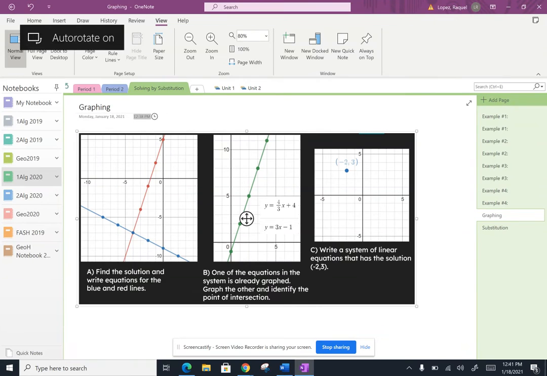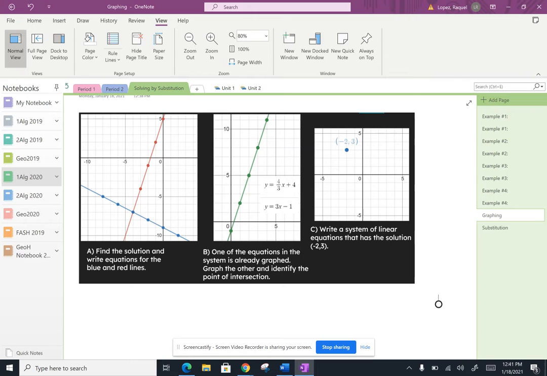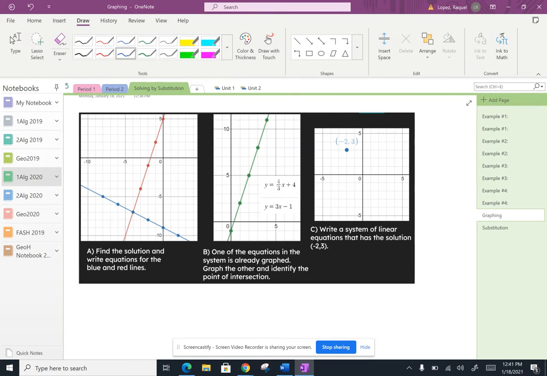Alrighty, Algebra 1, welcome back to solving systems, but graphically. So in this video, we'll go over these three examples, and there are timestamps for where you would like to go if you'd like to check your solution. So let's go ahead and get started.